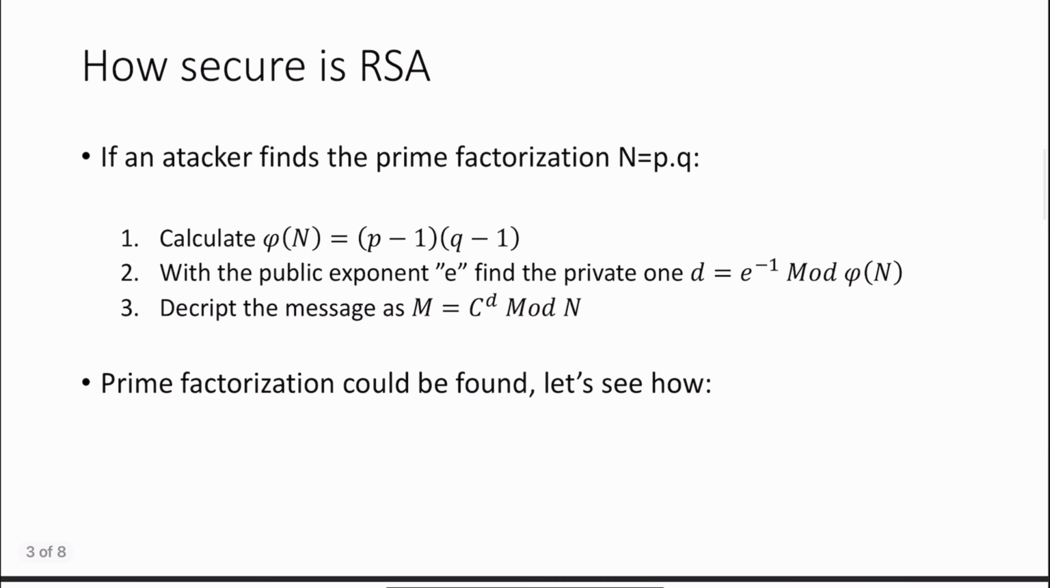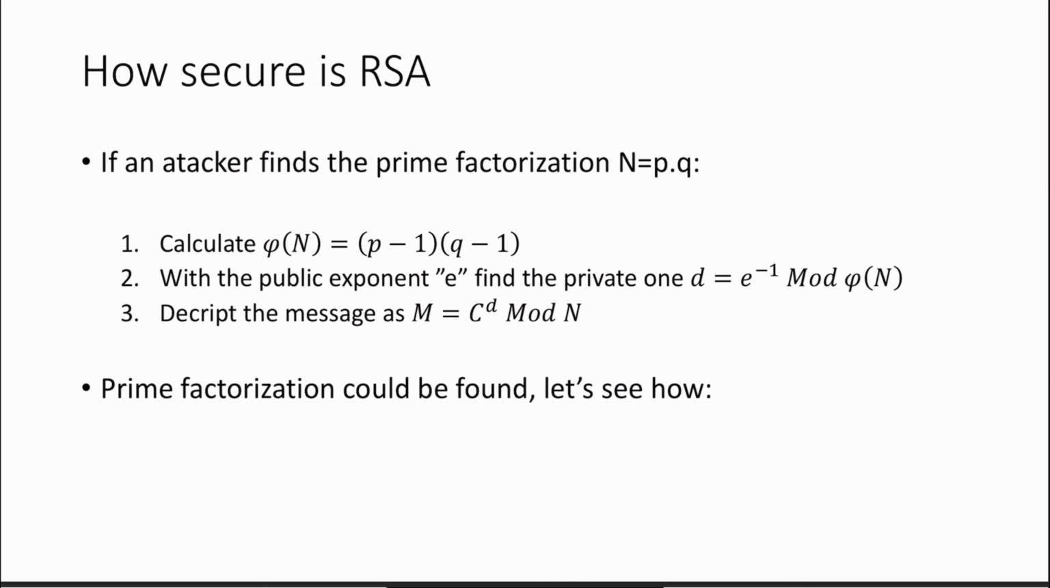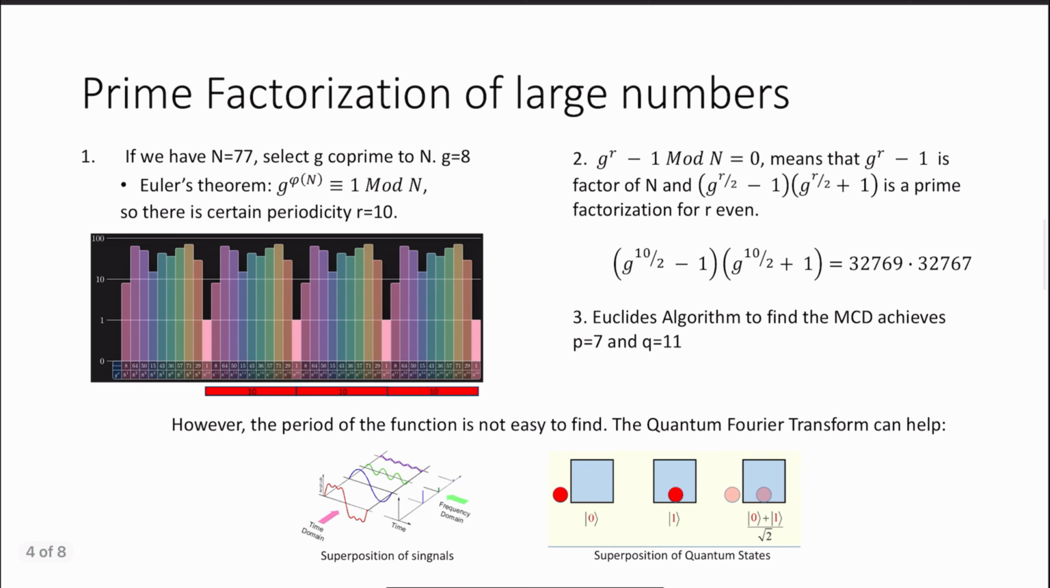Now, how secure is RSA? The problem here is that if we manage to factorize the value n as p and q, the two primes, then an attacker could find the value of phi, and then because e is public, they could calculate just like before the value of d, and they could decrypt the message. Now, prime factorization is not an easy task to do, but it can be done.